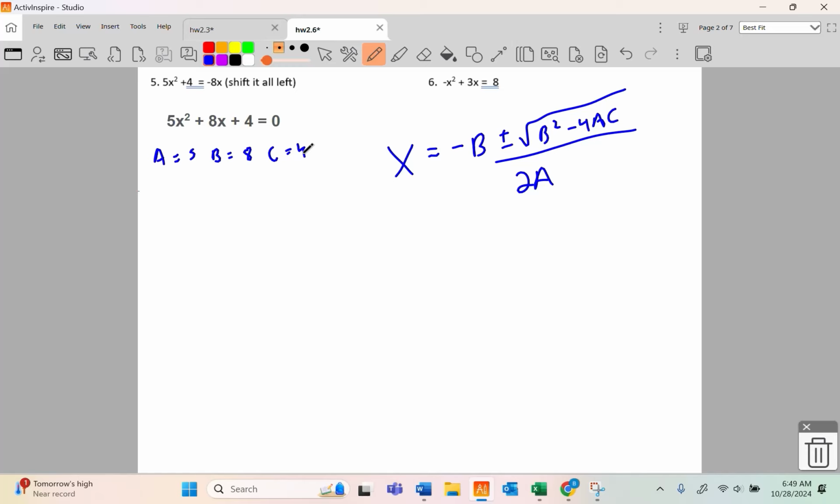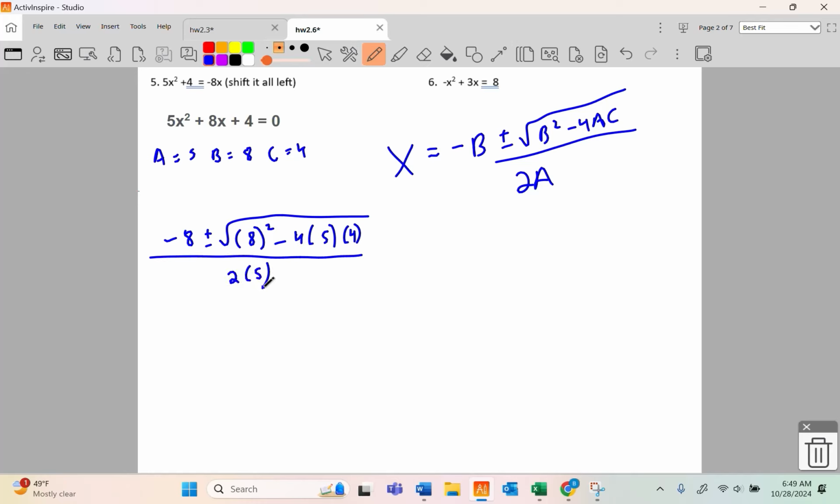Wake up. All right, so we're plugging in. Opposite of a positive 8 is a negative 8, plus or minus the square root. And a lot of you guys are button pushers, so always put that b term in parentheses. Minus 4 times a, which is 5, times c, which is 4. And it's all sitting pretty over twice 5. And we just do some math. You're welcome to do this in a calculator, but this is 64 minus what, 80? 4 times 5 is 20. Yeah, 80. And 64 minus 80 is negative 16.